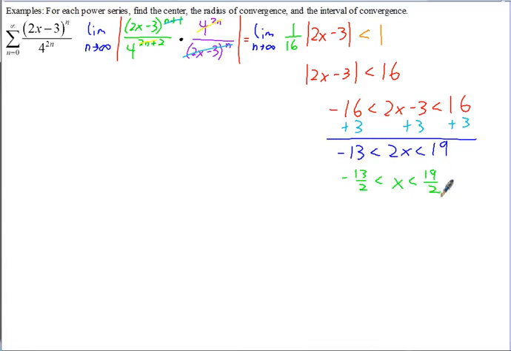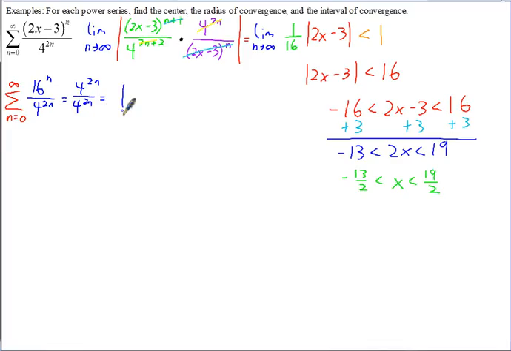So there's our interval of convergence, except we still need to figure out at the endpoints if it converges or diverges. So let's start with 19 over 2. Okay, so 19 over 2 for x times 2 makes it just 19. Minus 3 is 16. So you can write 16 as 4 squared. So those reduce out, and we just end up with 1.